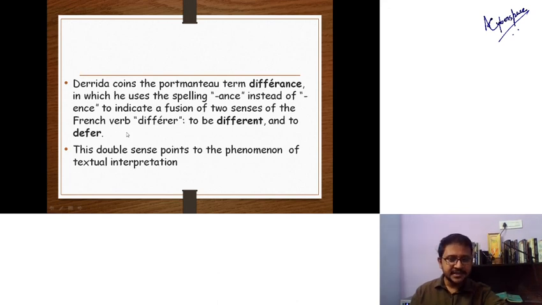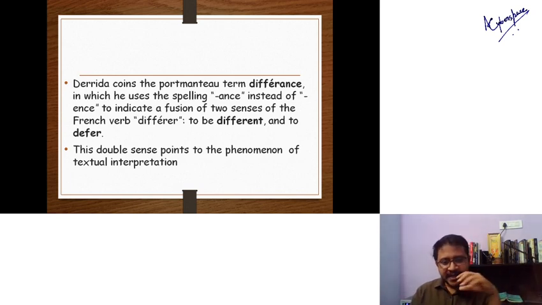Now, why does Derrida mistakenly or deliberately use this spelling? Of course, Derrida doesn't use it mistakenly. He uses it deliberately. The idea is that you need to be confused, you need to be uncertain regarding the privileging of speech over writing.